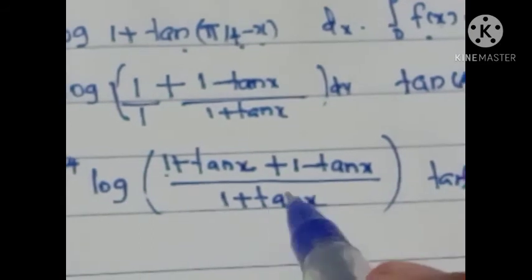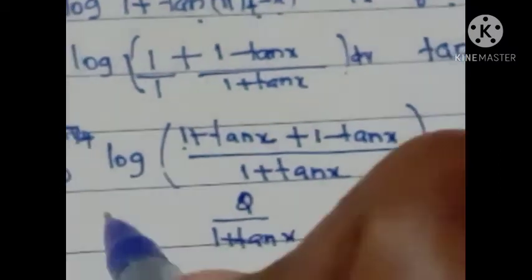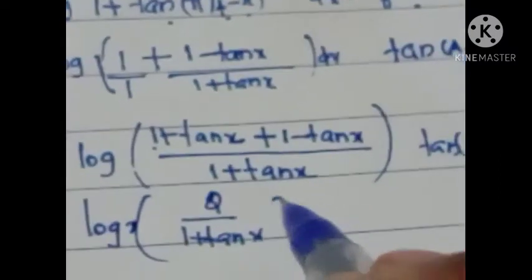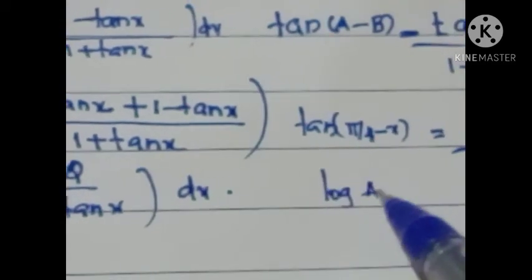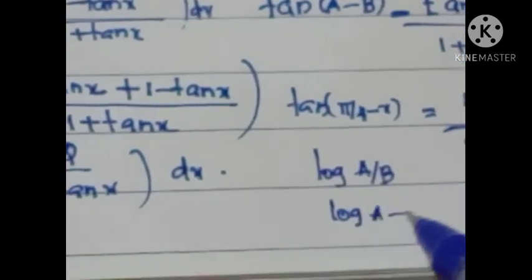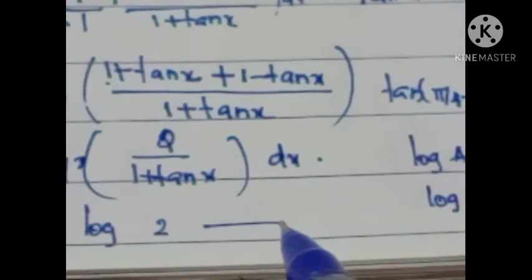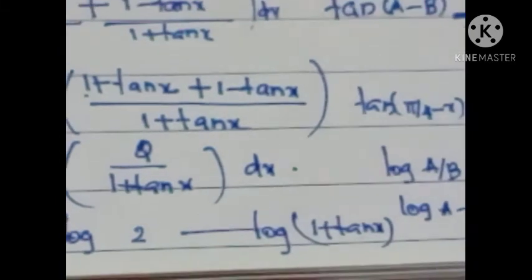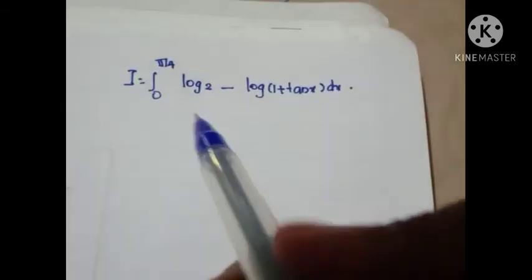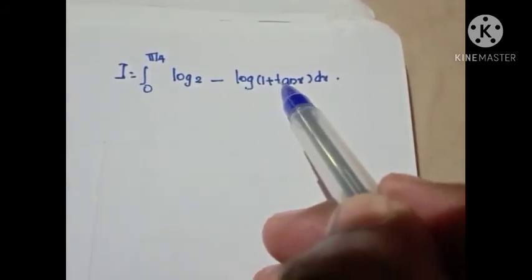1 plus 1 by 1 plus tan x. So this is equal to 2 by 1 plus tan x. Log 2 by 1 plus tan x dx. So again it is of the form log a by b. What is log a by b? Log a by b is log a minus log b. So this can be written as log 2 minus log of 1 plus tan x. So I equals integral from 0 to pi by 4 of log 2 minus log 1 plus tan x dx.